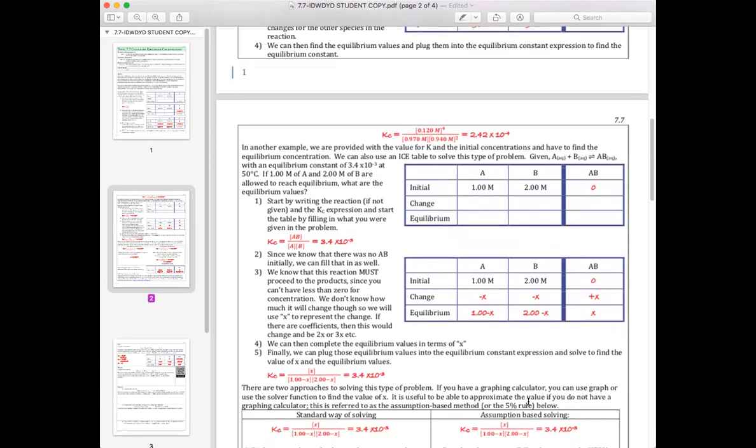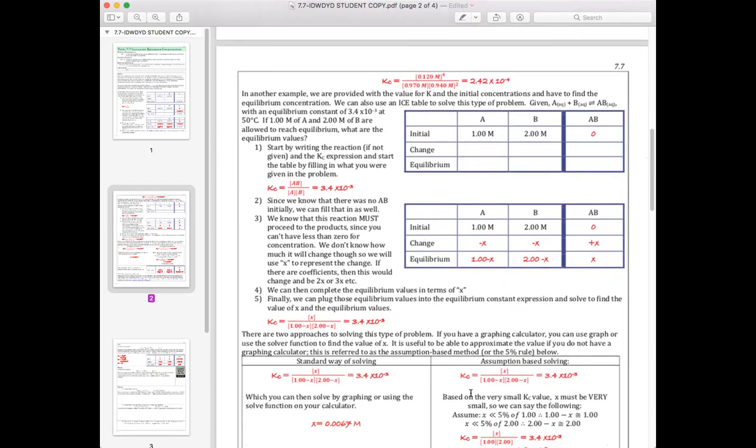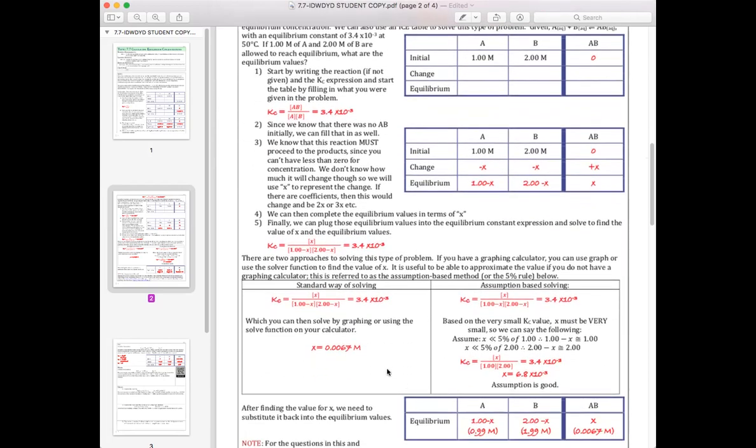Now, how to solve these. We have two different ways, a standard way and the assumption-based way. I kind of avoided the assumption because it doesn't always work out. In fact, with a lot of these, I was doing it off to the side, and it wasn't working out well. With the standard way, there's a few different ways you could solve it. One is to manipulate it using the quadratic formula, but that takes a lot of time.